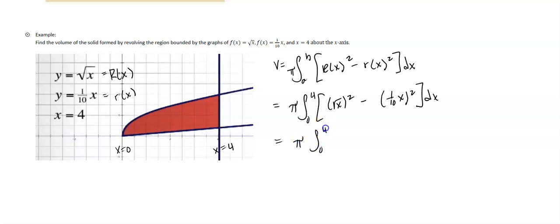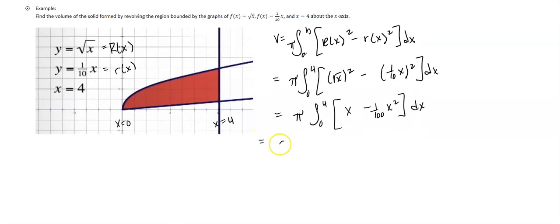I'm going to start off by simplifying things a little bit. This gives me x, and this gives me 1 over 100 x squared, all with respect to x. And when I integrate that, I get x squared over 2 minus 1 over 300 x cubed from 0 to 4.